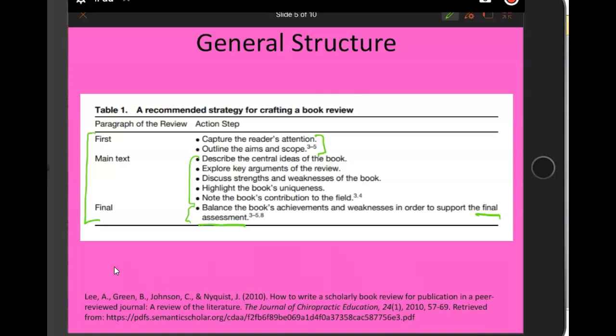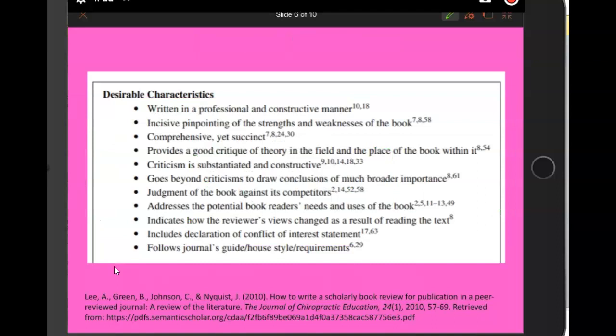So again, very straightforward structure, right? Nothing surprising, but if you put your final assessment in the first paragraph, that might be a little bit too much for the reader to take in at this point. They need a little bit more context before you can do that. But again, you are weaving in discussion of strengths and weaknesses throughout the main text, the body paragraphs.